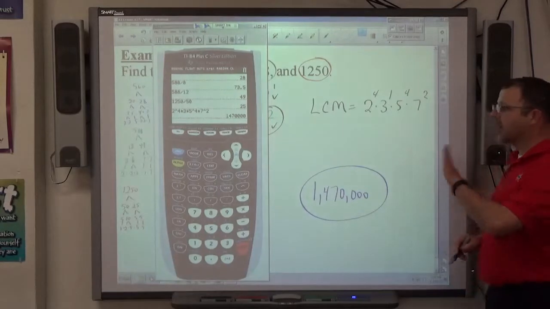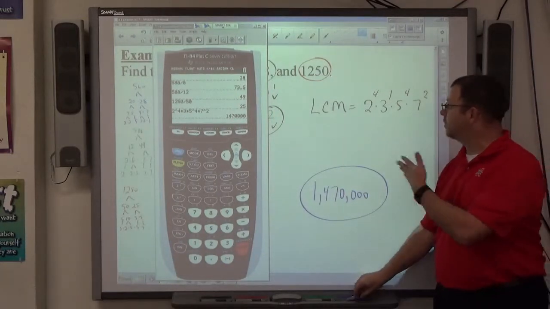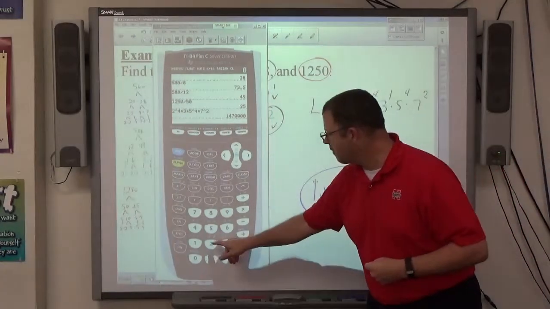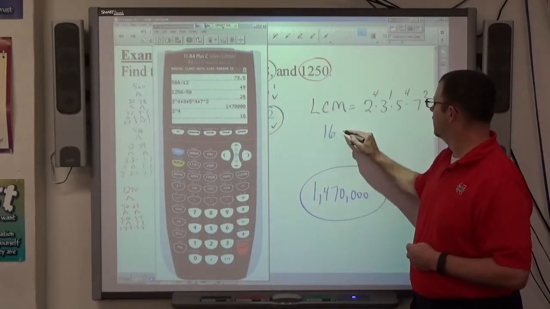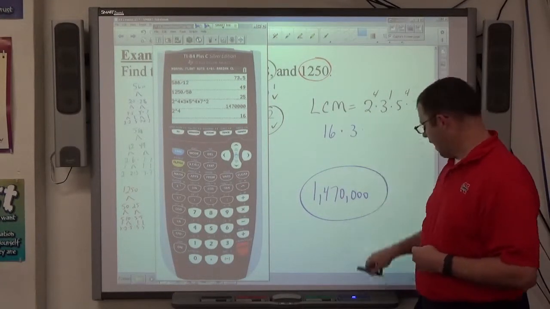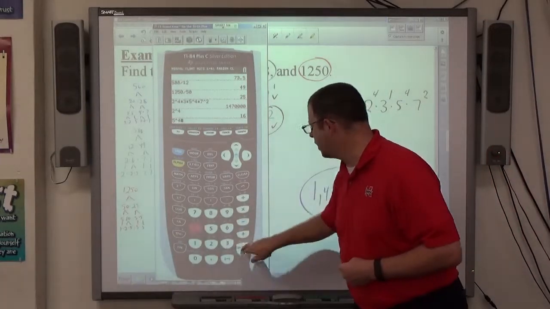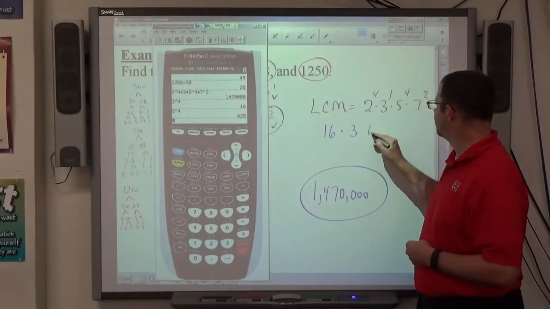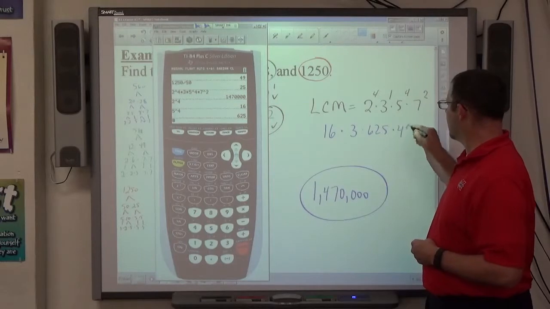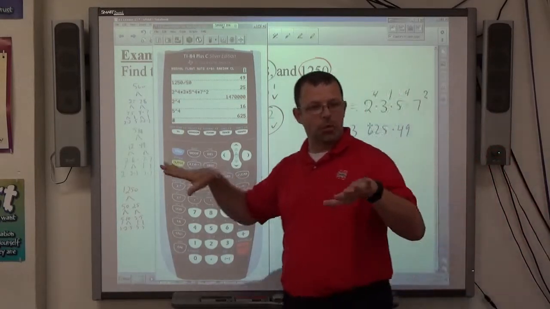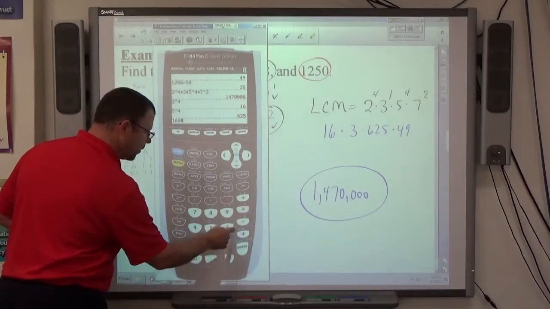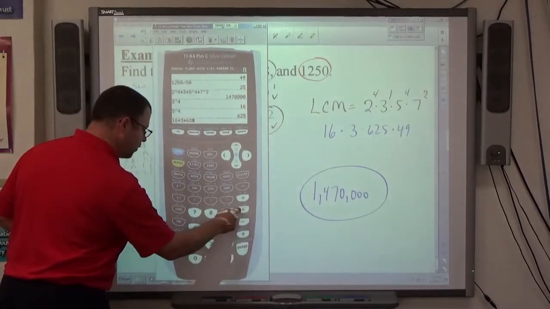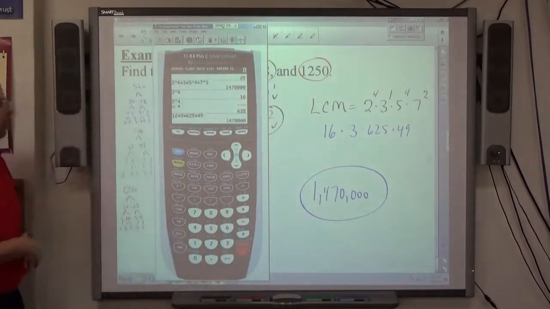Okay. If you're not comfortable with the power button to the extent that you're taking powers and multiplying at the same time, if I write 2 caret 4 equals, that's 16. Times 3, 5 to the 4th, 5 caret 4 equals, that's 625, and 7 squared is 49. If you get it down to just whole numbers that are being multiplied, then type in the whole number problem, 16 times 3 times 625 times 49 equals, that works too.